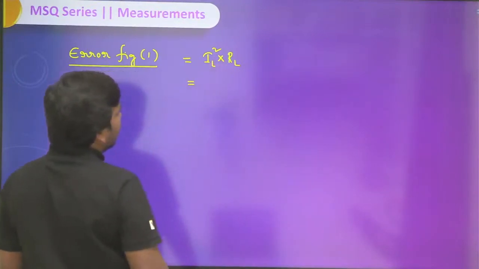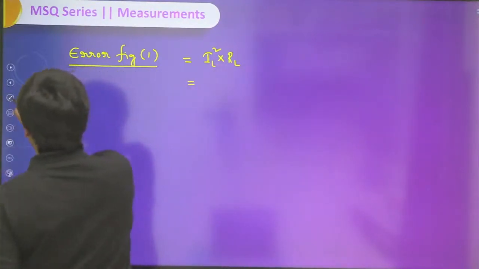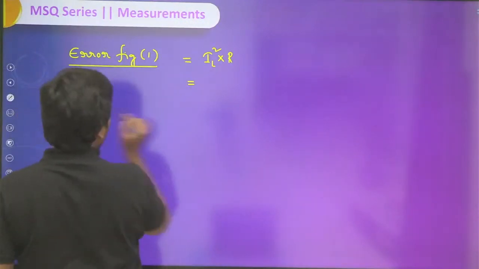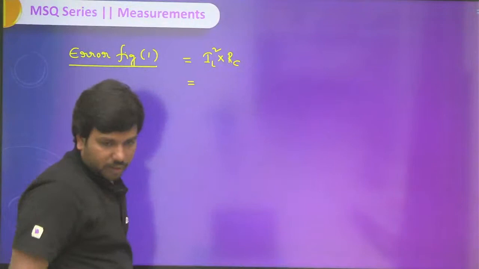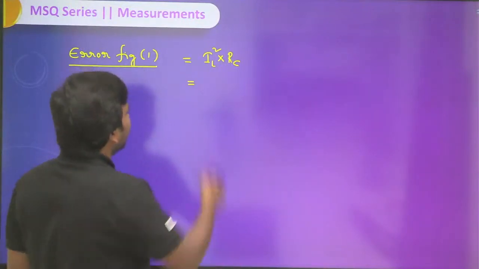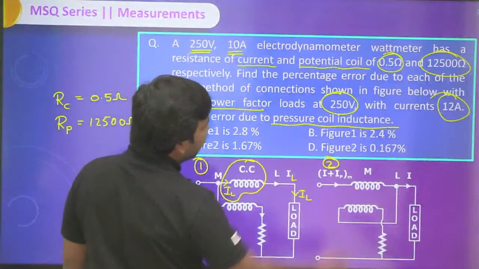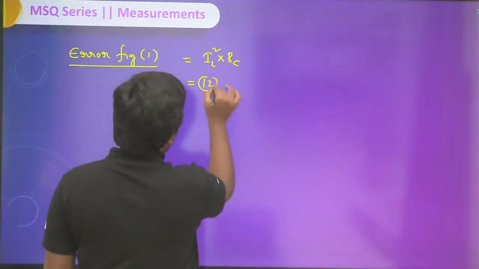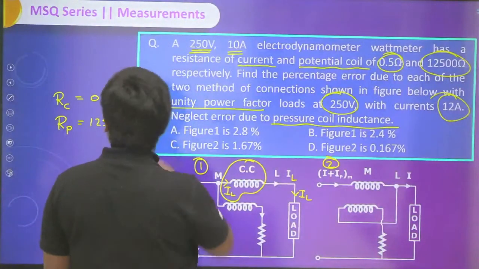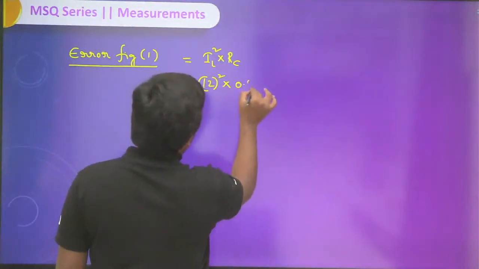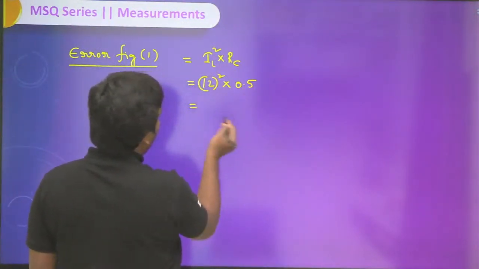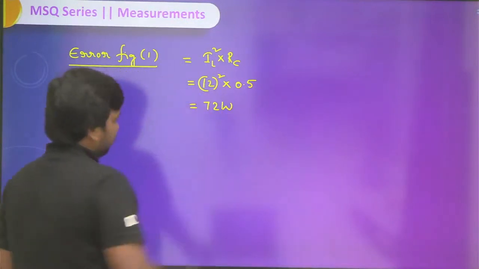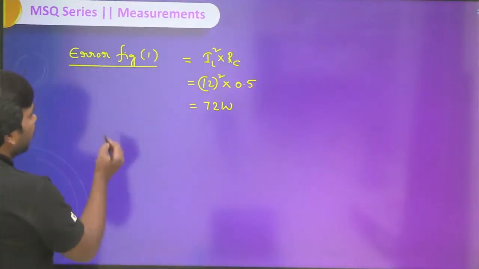Sorry, IL square into RC, the current coil resistance. The load is carrying 12 ampere, so 12 whole square into the current coil resistance, 0.5. So 144 into 0.5 is 72 watt. This is the error. But what is the true value here?